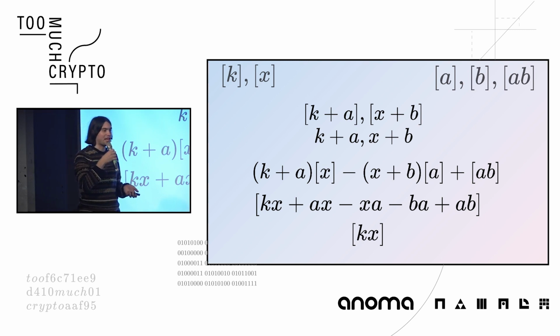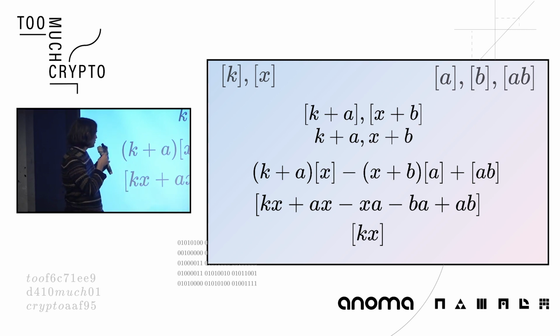So if I reveal k plus a, that doesn't reveal any information about k, as long as a is used only once. Very important. Same for x and x plus b. And then you use this formula at the bottom. And this formula just works, basically.